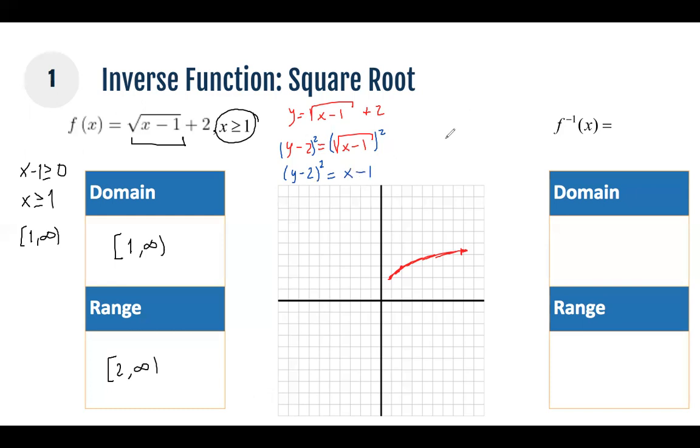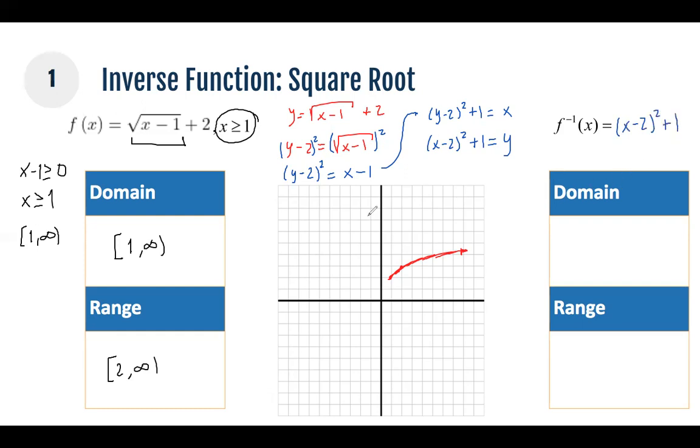And finally, we're going to isolate the x. So I'm going to keep going over here. This is going to be y minus 2 squared plus 1, and that's equal to x. And then just do the usual drill. We're going to write it as x minus 2 squared plus 1, and that's our inverse function. So let's write it down over here: x minus 2 squared plus 1.